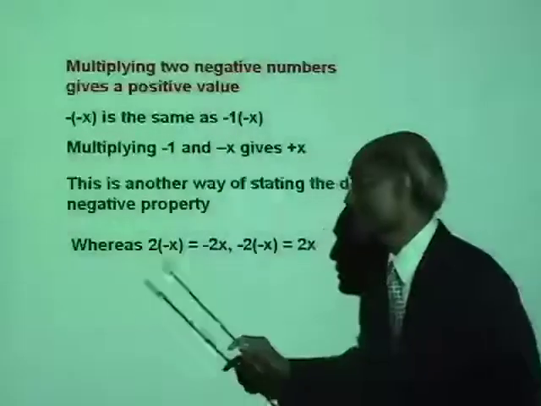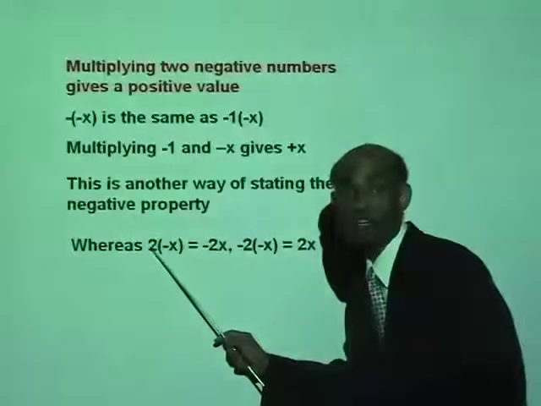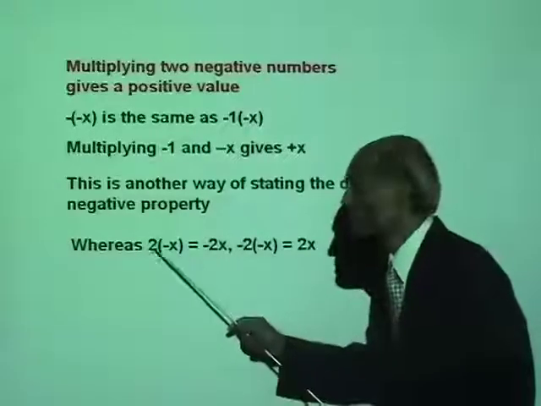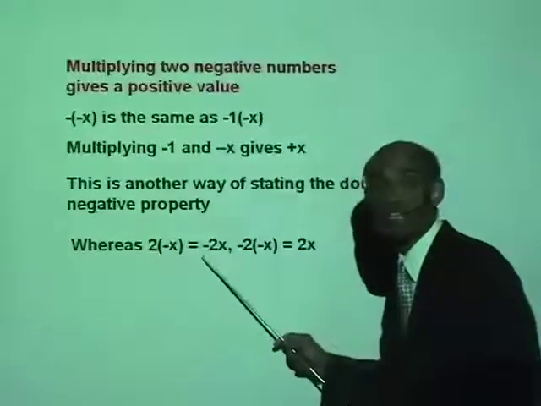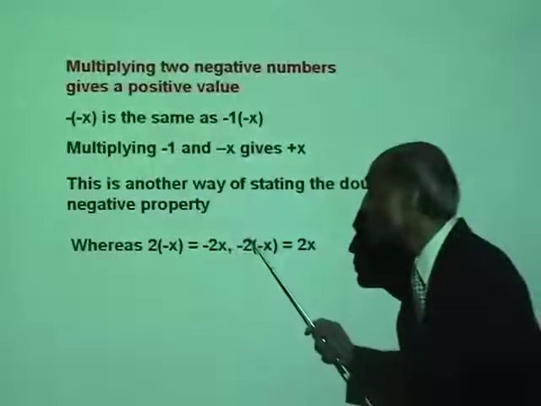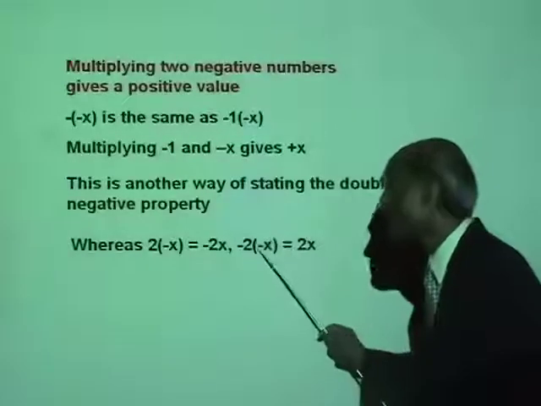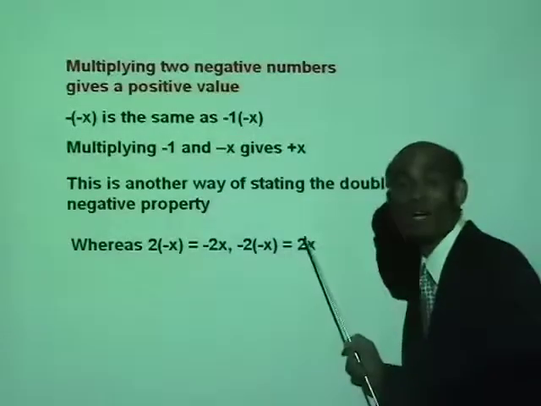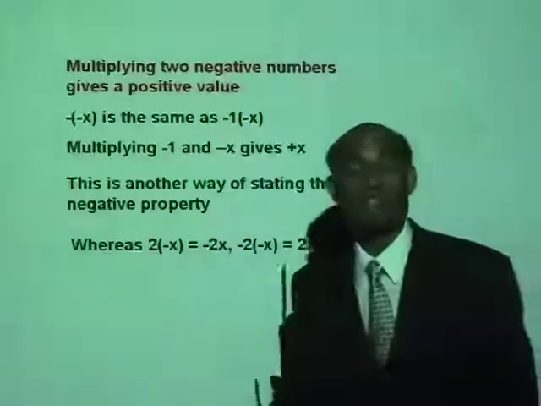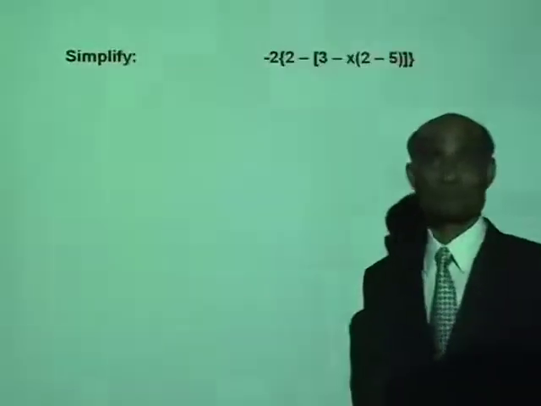Whereas 2 multiplied by negative x, a positive multiplied by a negative, gives you a negative. 2 times negative x is negative 2x. But negative 2 times negative x, a negative number multiplied by a negative number, is a positive number. Negative 2 times negative x is positive 2x.